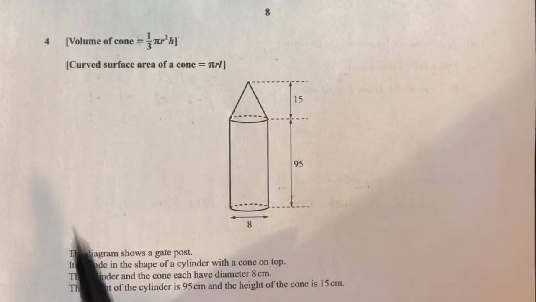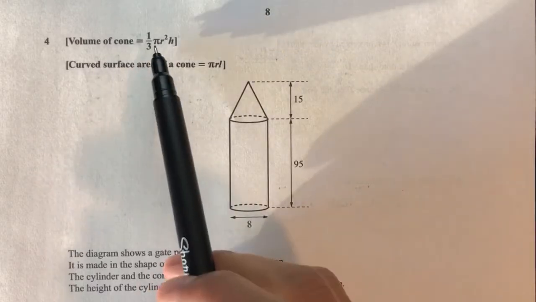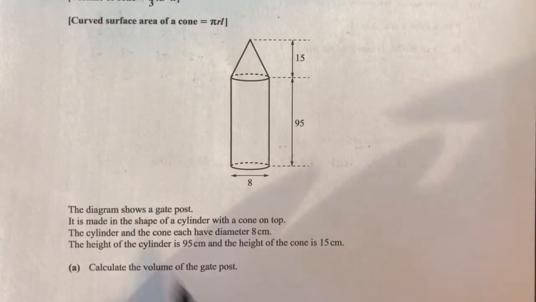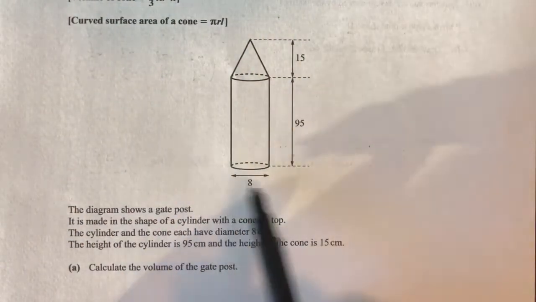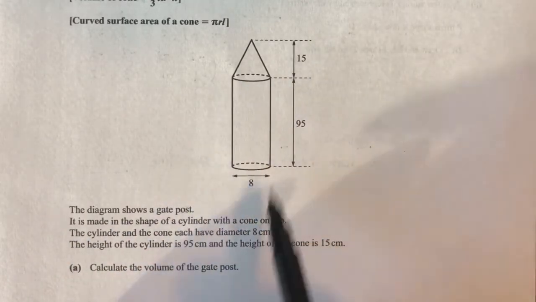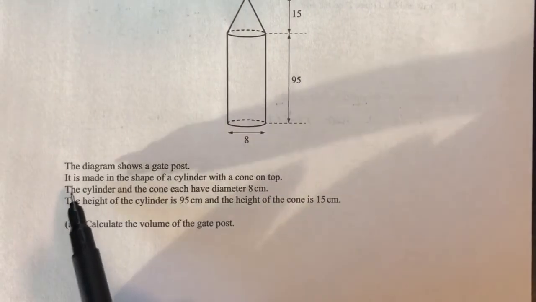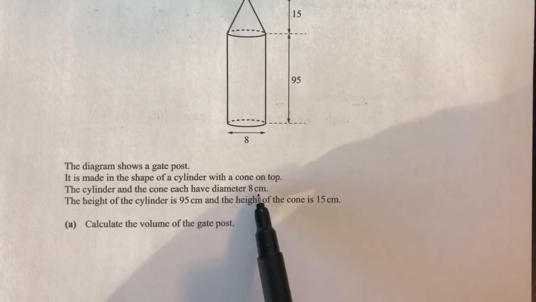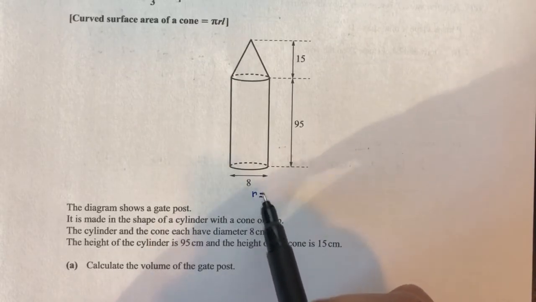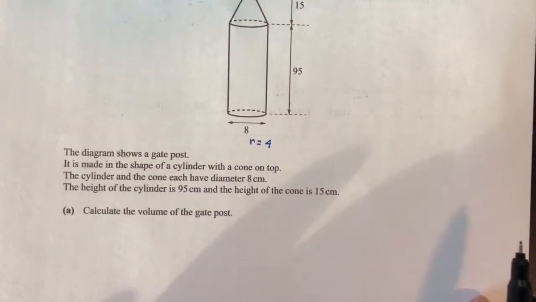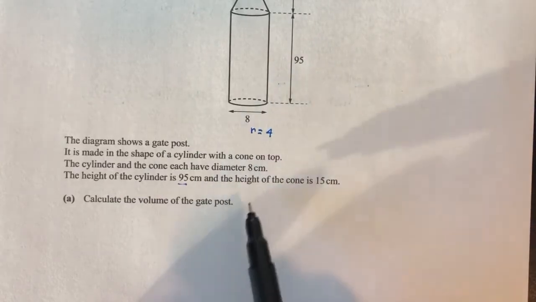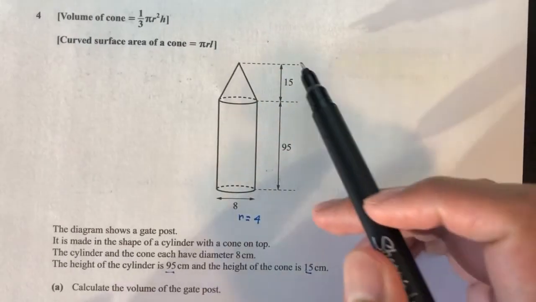Moving on to question number 4, we have volume of a cone is 1 over 3 pi r square h. Curved surface area of a cone is pi r l. The diagram shows a post gate. So this is the shape of the post gate. It is made in the shape of a cylinder, and a cone on top. The cylinder and the cone each have diameter 8. So when the diameter is 8, it means the radius is 4. Just know that. And then the height of the cylinder is 95 given to us, and the height of the cone is 15, which is this height.